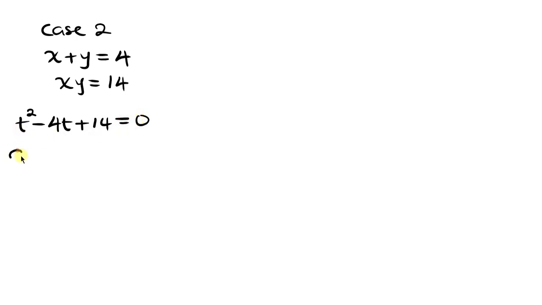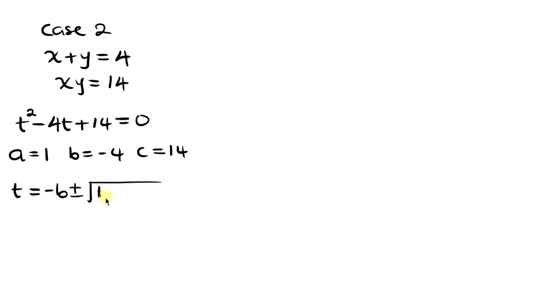So from here, a is the coefficient of t squared, which is 1. b is the coefficient of t, which is -4. And c is the constant term, which is 14. Now, we're going to be using the quadratic formula. So t will be equal to -b plus or minus the square root of b squared minus 4ac, divided by 2a.